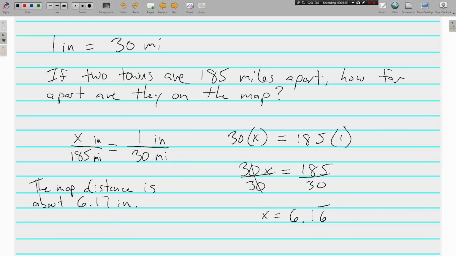Okay, so the way that you figure things using scale is the same way we've been solving proportions the whole unit. Just make sure that you put your scale either on the left side or the right side. As long as you keep it together, it should be okay.